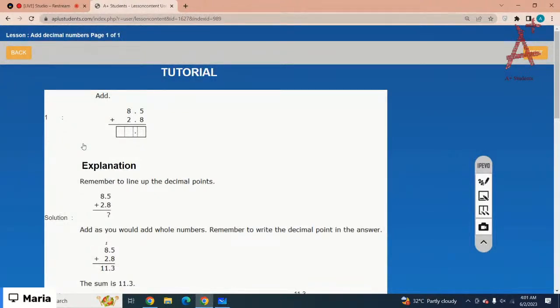We have to line up the decimal points. Like you have 8.5 and 2.8, the decimals would be lined up. Then start adding from the rightmost digit. 5 plus 8 is 13, so you have to write 3 and carry 1. Then you have 8 and 2, 10, and you need to add the carry. It would be 11.3. Got it?